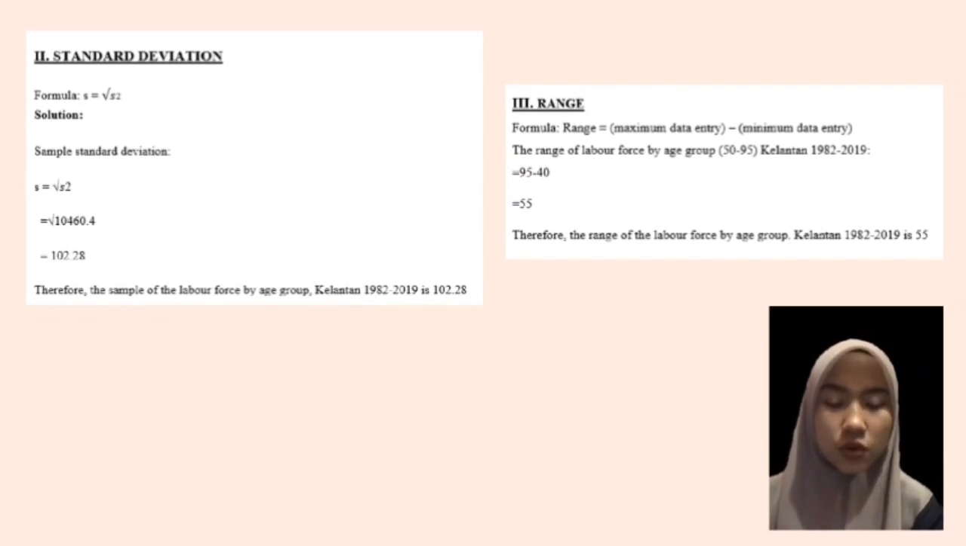Second, standard deviation. Formula is the square root of s squared. Solution, sample standard deviation equal square root of 10460.4 equal 102.28. Therefore, the sample standard deviation of the labor force by age group, Kelantan 1982 to 2019, is 102.28.